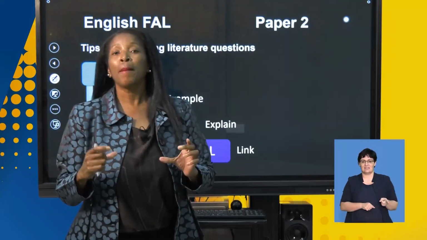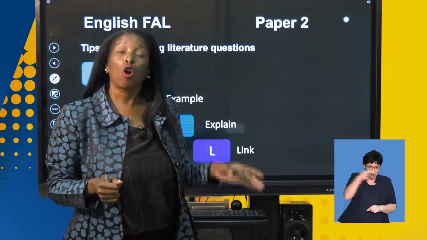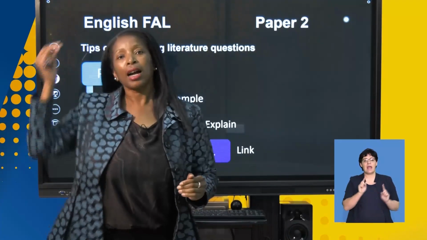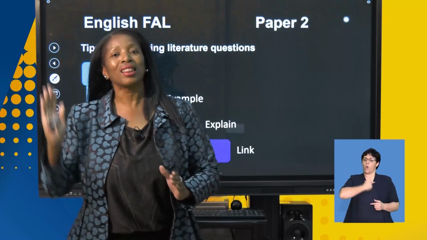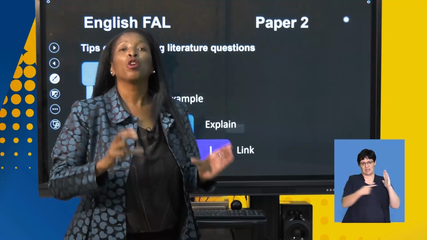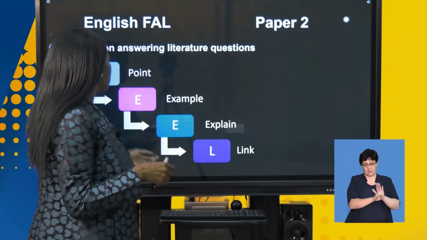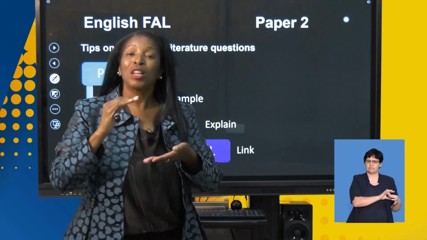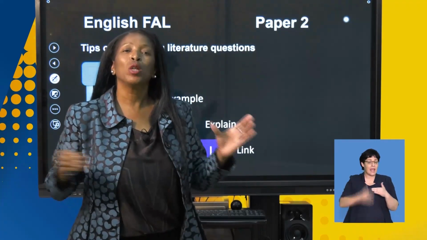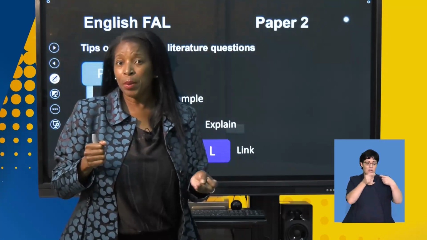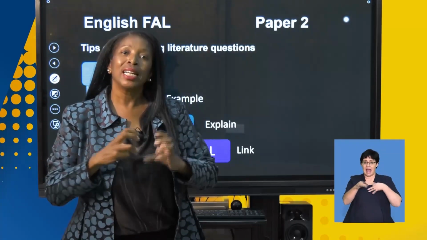And remember, the example must always come from the context of your literature text. You cannot come up with a point that is outside the world of the text itself. You have to always refer within your genre for your example. And then explain why you feel that this example is appropriate for the point you've made. And eventually, you link all these concepts together: your point, your example, and your explanation.